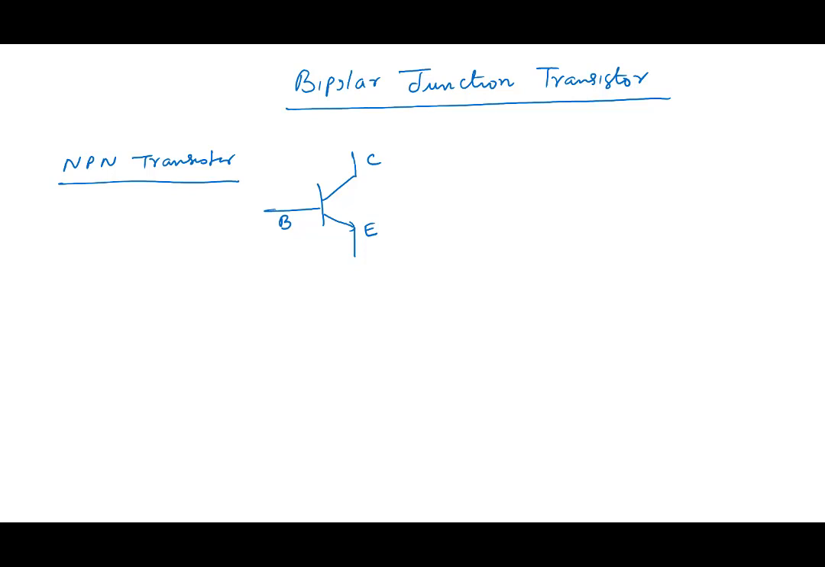We also usually know the simple cross-section of a transistor. So we have emitter here, base here, collector here. This is our N, this is our P, and this is N here. Emitter, base, and collector, right? All right, so this is our transistor.